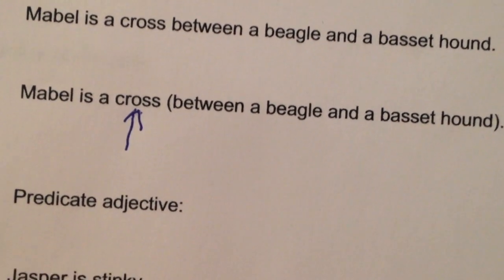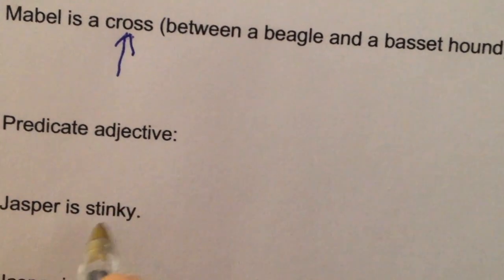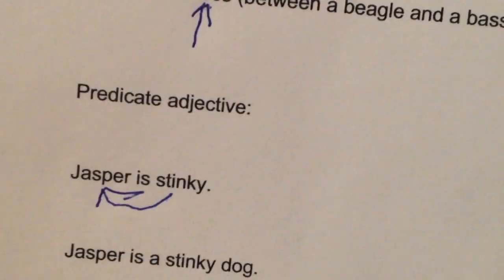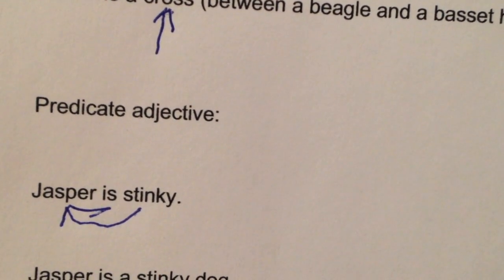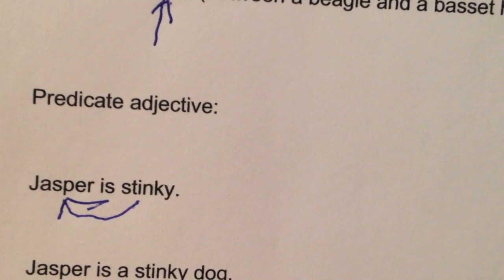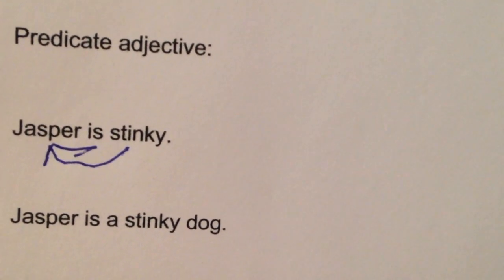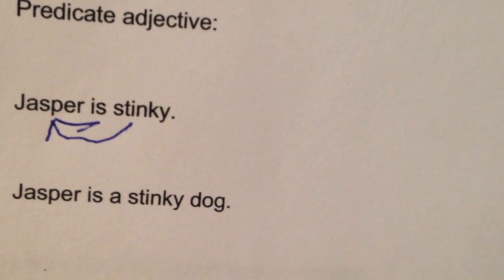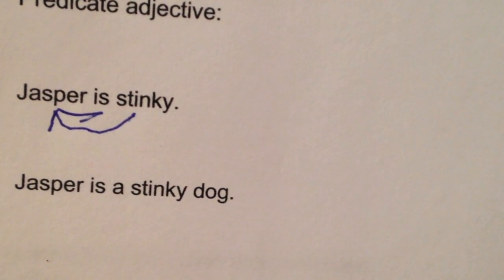A predicate adjective is simply an adjective that comes after the linking verb. Let's take our earlier sentence, "Jasper is stinky." In that sentence, the linking verb "is" connects the subject Jasper with an adjective that describes Jasper. However, if we were to take the sentence, "Jasper is a stinky dog," in that case, the sentence is finished with the predicate nominative "dog," and the adjective simply modifies the predicate nominative "dog." So that can be a little bit confusing.